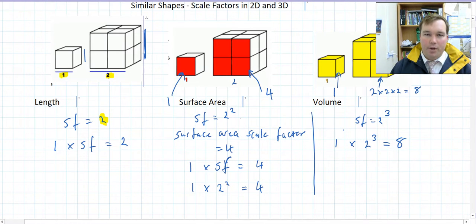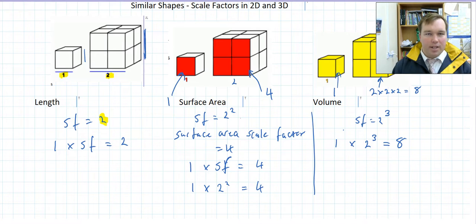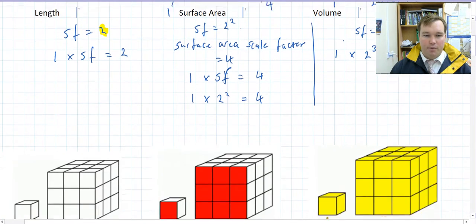Alright, so when we're using these formulas, I'd like you to focus on trying to find the original scale factor, here in this case being 2, and then using it to go between surface area and volume, etc. And I'll show you some examples below.